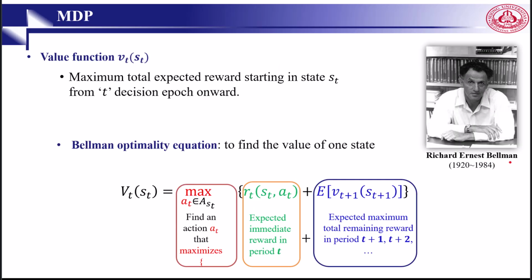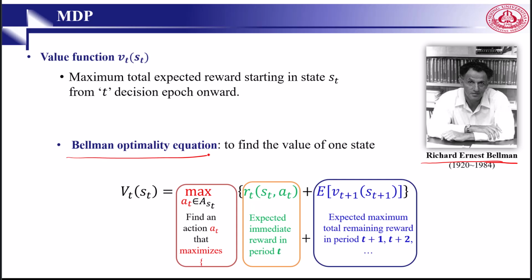Next, we need to study the Bellman function. The Bellman optimality equation is one of the most important equations in the context of reinforcement learning. A Bellman equation, which has been named after Richard Ernest Bellman, is a necessary condition for optimality associated with the mathematical optimization methods we call dynamic programming. So we have this equation, and this is called the Bellman optimality equation.